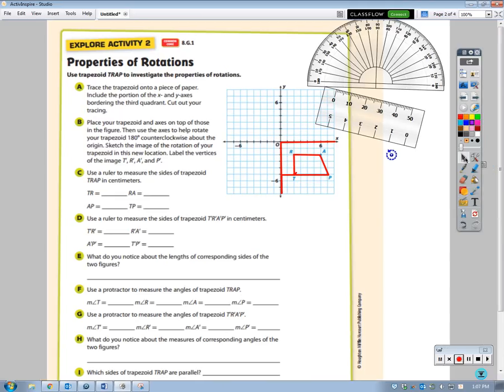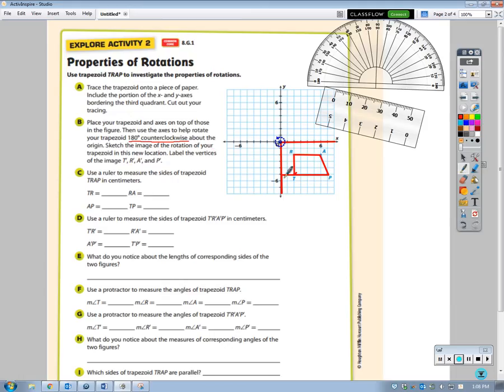I have placed my trapezoid and the axis on top of those figures, and now I'm going to use the axis to help me rotate my trapezoid 180 degrees counterclockwise. So 180 degrees counterclockwise, and the origin is my center of rotation. So I'm going to move my little origin thing right there onto my center of rotation, which is the origin. And then I'm going to sketch the image of the rotation in its new location and make sure I label my vertices T prime, R prime, A prime, and P prime.